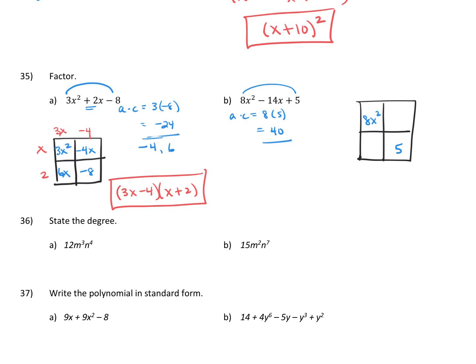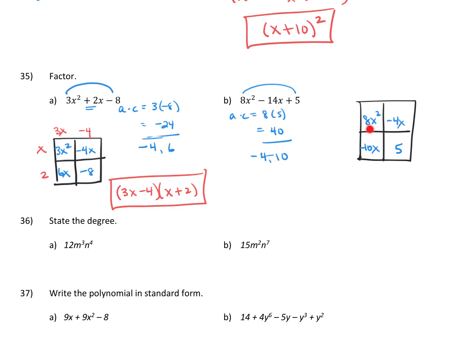So just thinking through my signs, I know we're going to have two negative factors. And what are factors of 40 that add up to 14? It's going to be a 4 and a 10, but both negative. That's how we get that negative 14. They still multiply to a positive 40. So we'll go over to our box and fill in a negative 4x in one box and a negative 10x in the other. Now let's pull out our common factors.